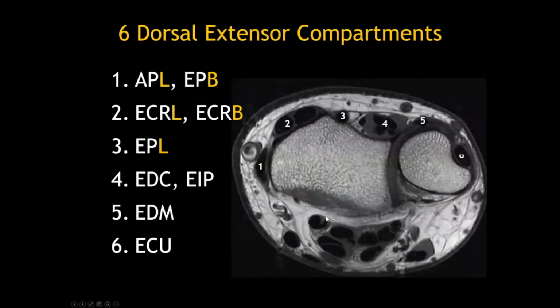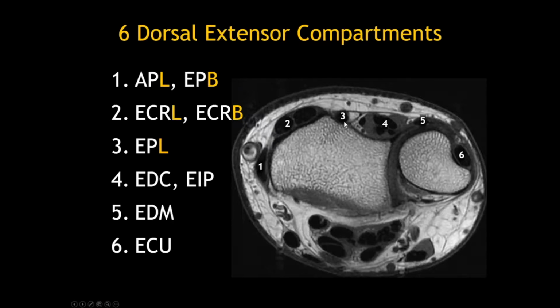So as we go from radial to ulnar, there are 6 distinct dorsal extensor compartments, starting with compartment 1, abductor pollicis longus, extensor pollicis brevis, compartment 2, extensor carpi radialis longus and brevis, and then we'll pass over this bony landmark or hump referred to as Lister's tubercle. This is an important landmark.